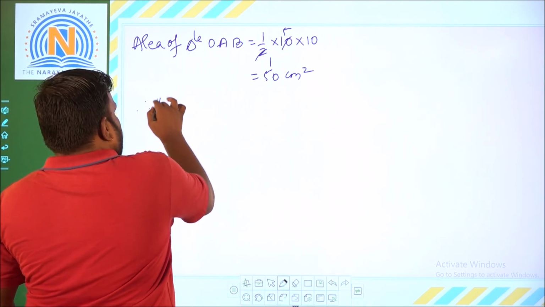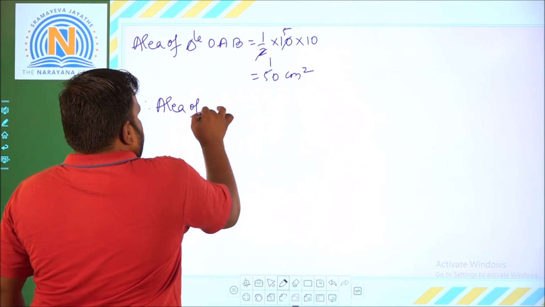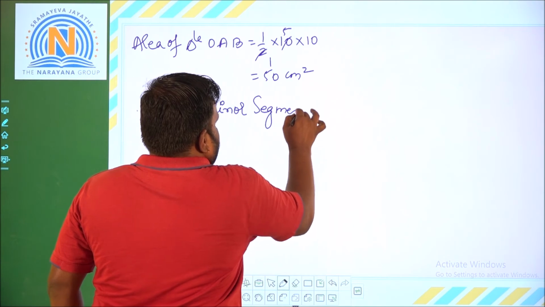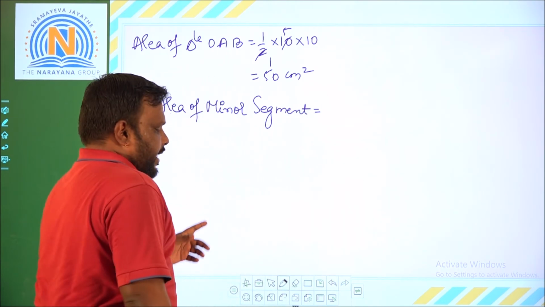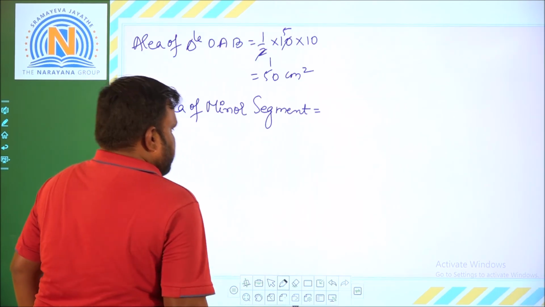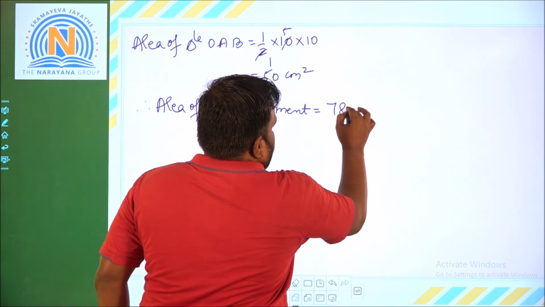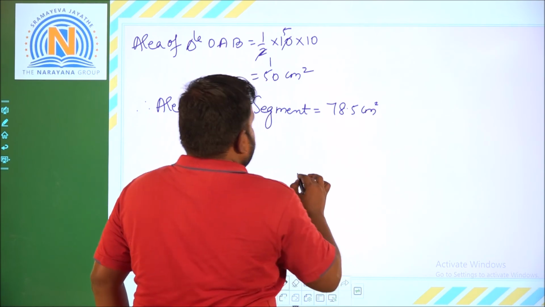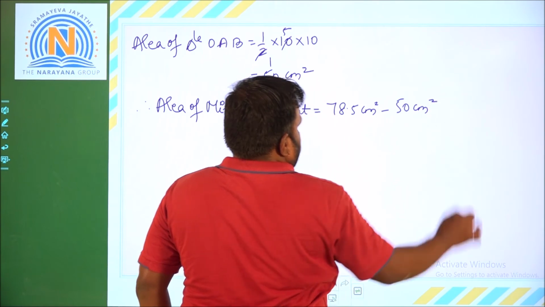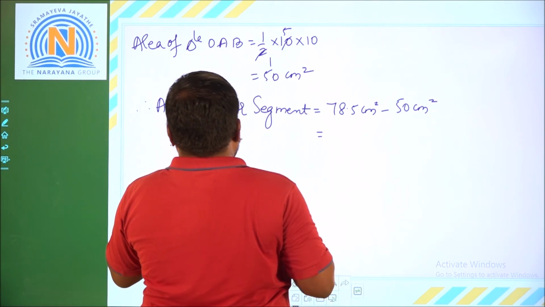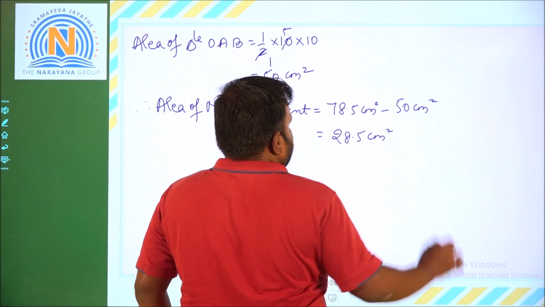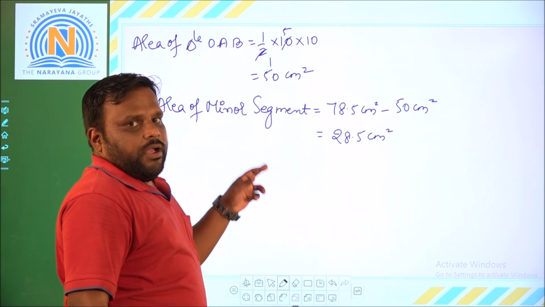Now, area of minor segment. The area of the minor segment is equal to the area of the sector minus the area of the triangle. The area of the sector I got as 78.5 square centimeters, minus the area of the triangle I got as 50 square centimeters. So finally I got the area of the minor segment as 28.5 square centimeters.